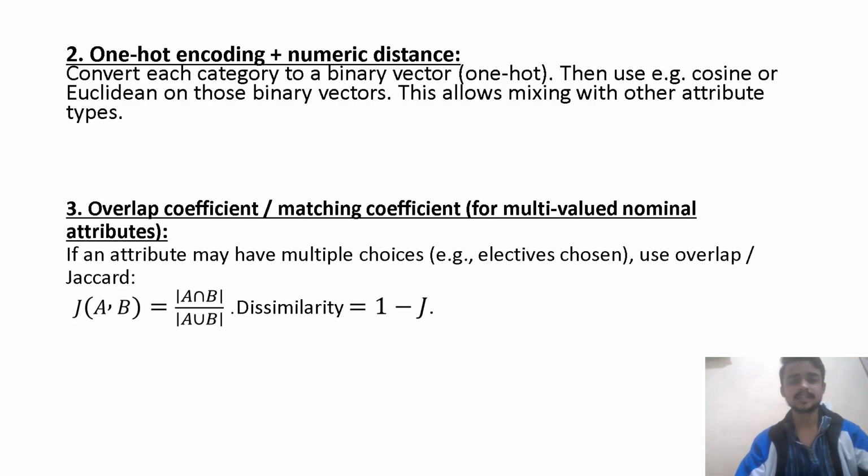One-hot encoding plus numeric distance. Convert each category to a binary vector, one-hot. Then use, for example, cosine or Euclidean on the binary vector. These allow mixing with other attributes such as text.